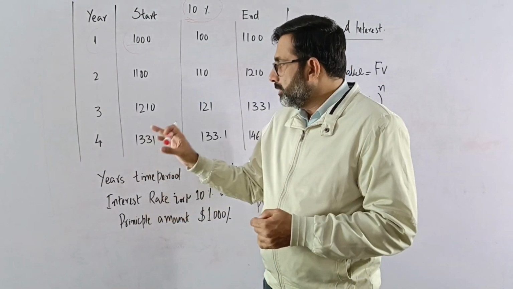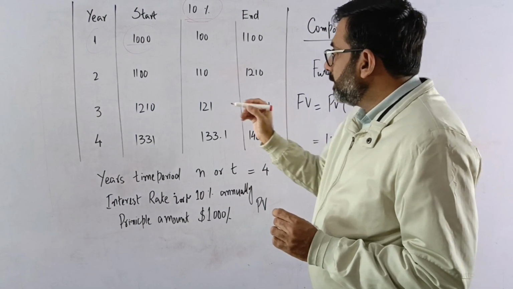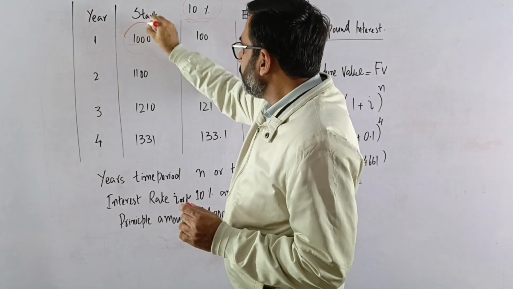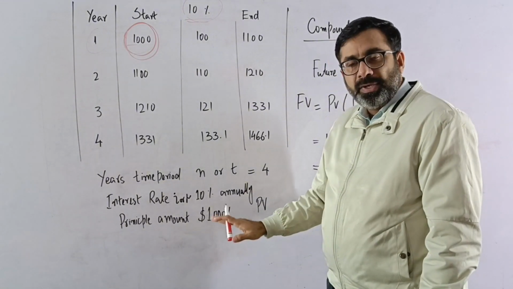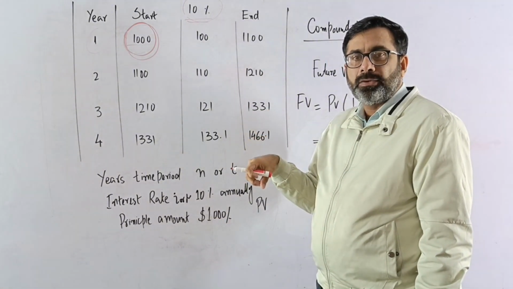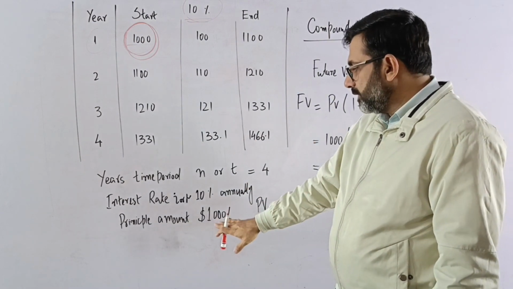So for this purpose, if you see here, we have some variables we have to consider. First of all, the amount which you are investing is how much? The principal amount, or the present value, or simply the amount which you have now for the investment, is $1,000.